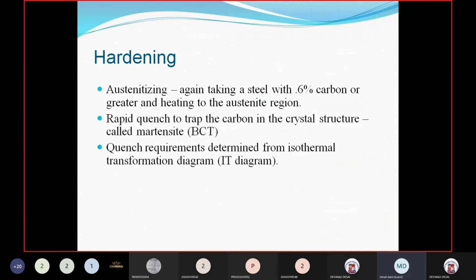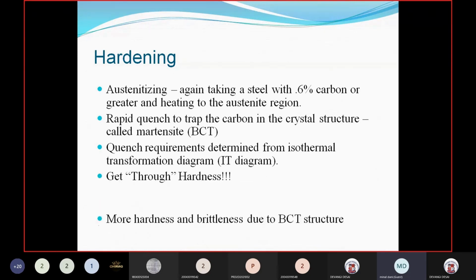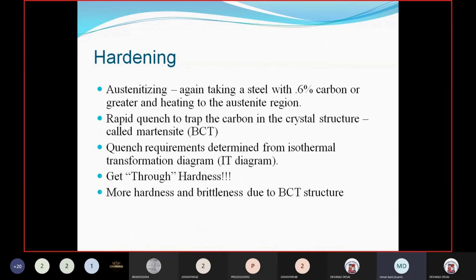Hardening. In hardening, we are doing the same thing. We are heating above austenizing temperature range, holding for a certain period of time, and then we are doing the quenching, that is a fast rate of cooling. Madam is asking me about the quenching media. Because we are not holding it in a furnace, we are not doing the air cooling. Suddenly if you put your specimen in the water, suddenly it will cool.